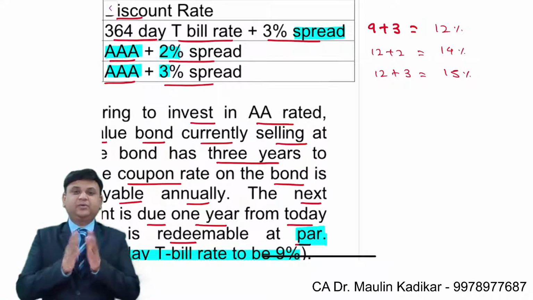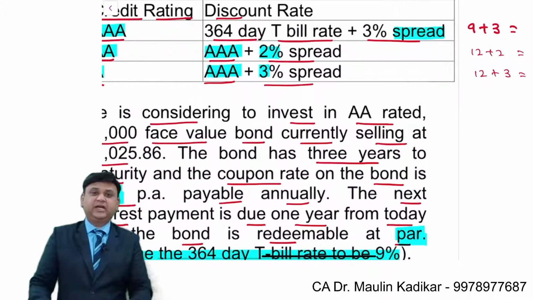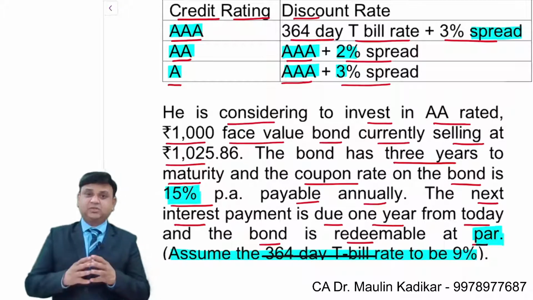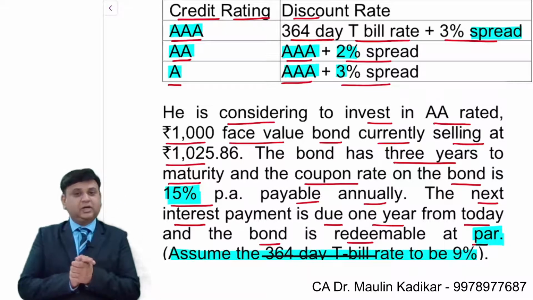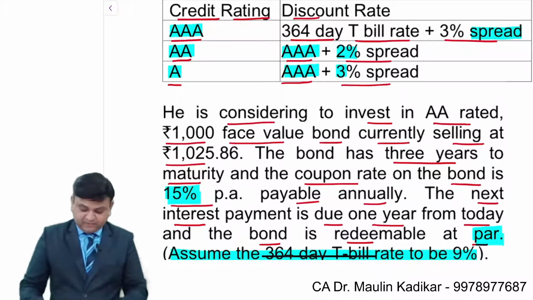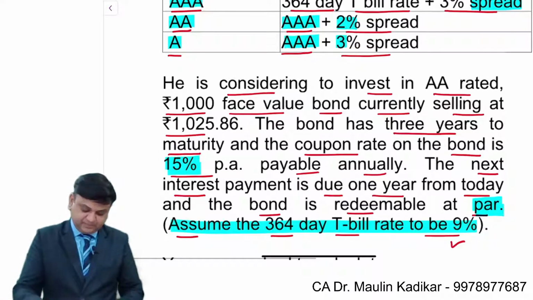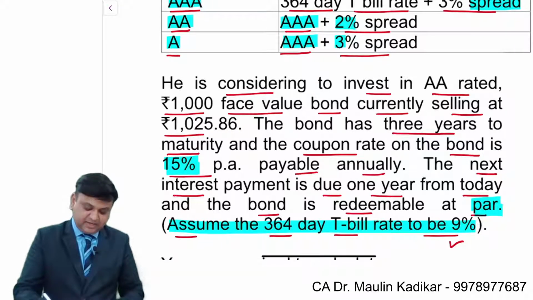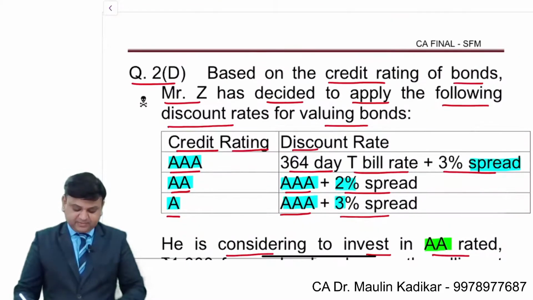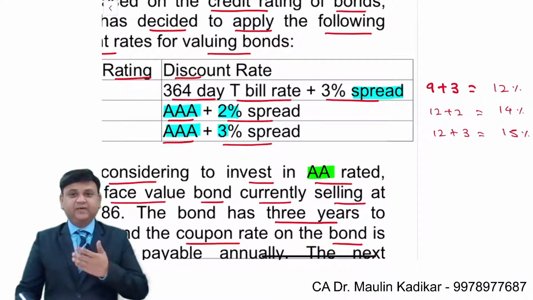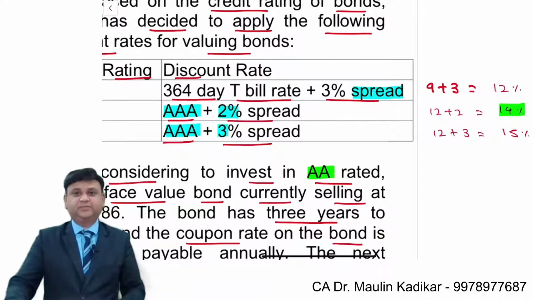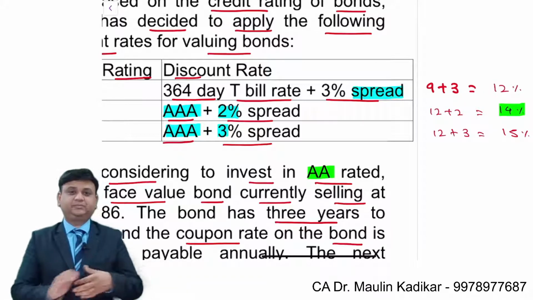That is the way we have been provided with the information about the investor's required rate of return for the different securities, based on AAA rated, AA rated or single A rated securities. We have been told that this security is an AA rated security. If it is AA rated, then everybody answered very correctly: the required rate of return is 14%. This is what we understand.